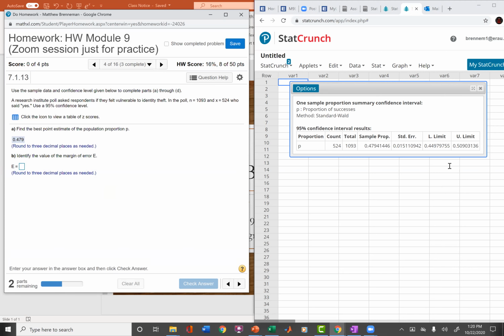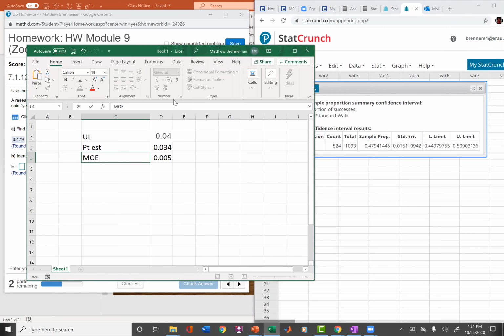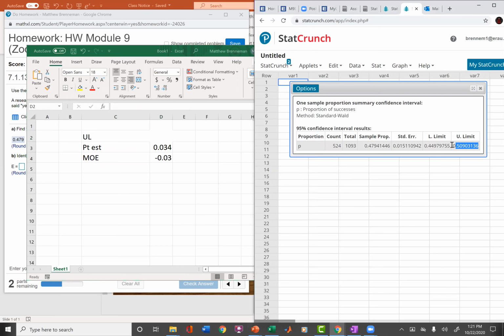Okay. Margin of error, same deal, right? You can do it however you want. You can subtract the upper from the lower and divide by 2. You can subtract the sample proportion from the lower limit or the sample proportion from the upper limit. Either one's fine. And again, I have my handy dandy Excel sheet already open. So all I have to do is just clear this off, cut and paste the new guys, and I'm all set.